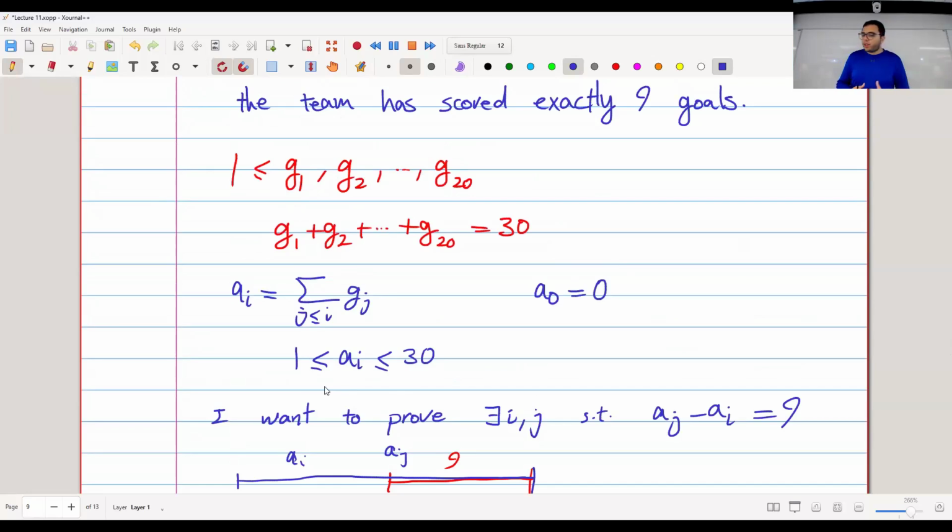Okay, what else do I know? I know that the team has scored in every game. So I know that all the Ai's are different. The Ai's cannot be the same, right? So I know that all Ai's are different.